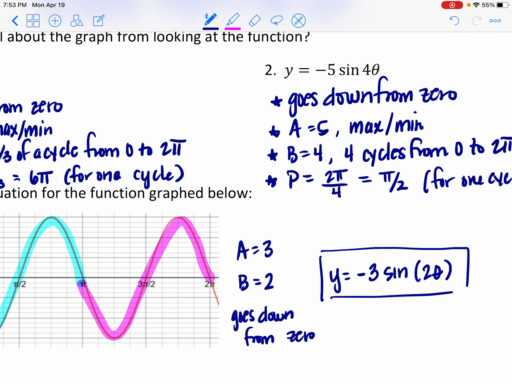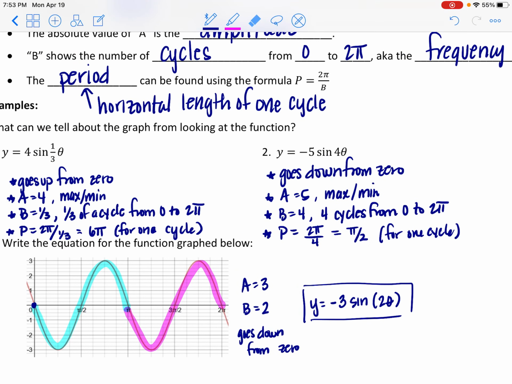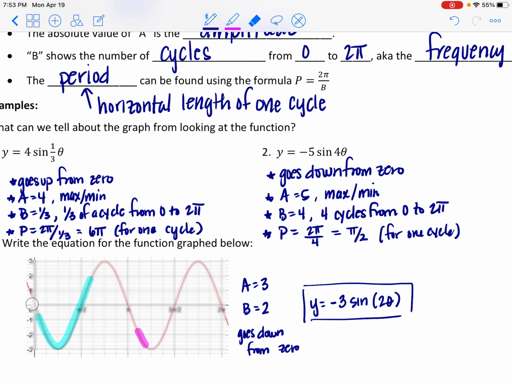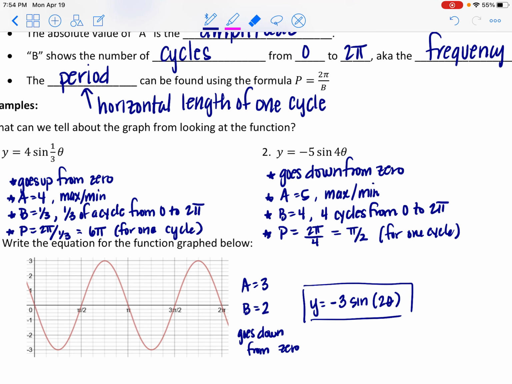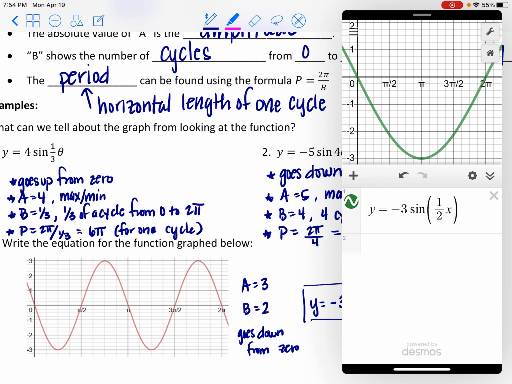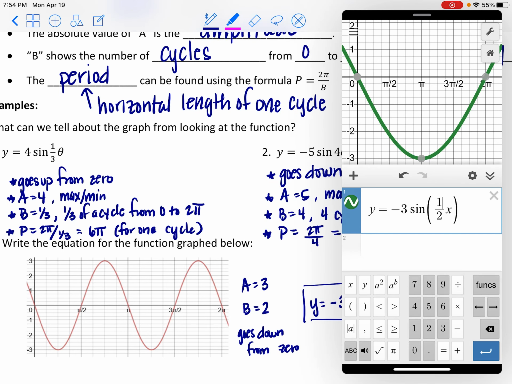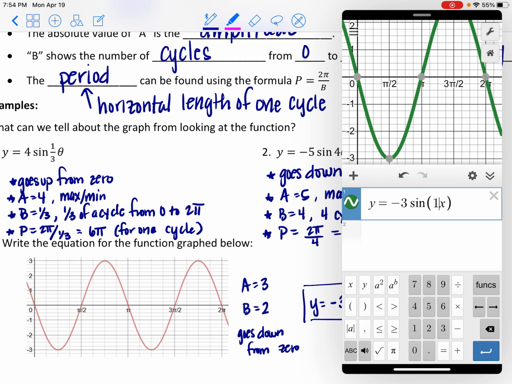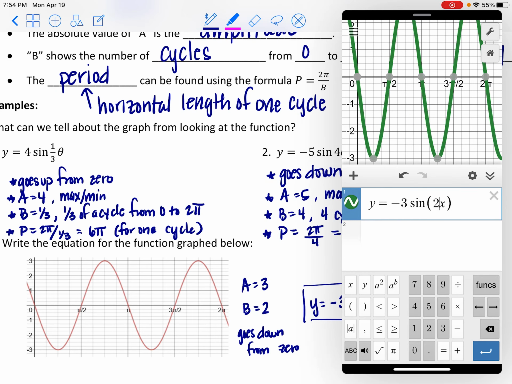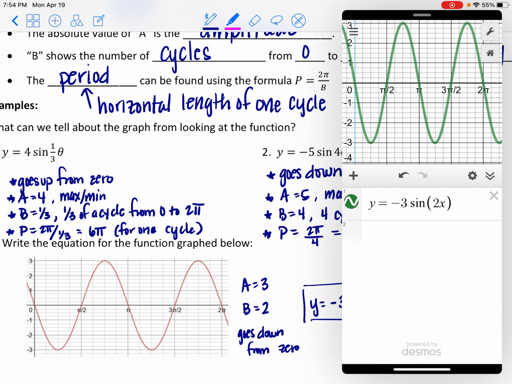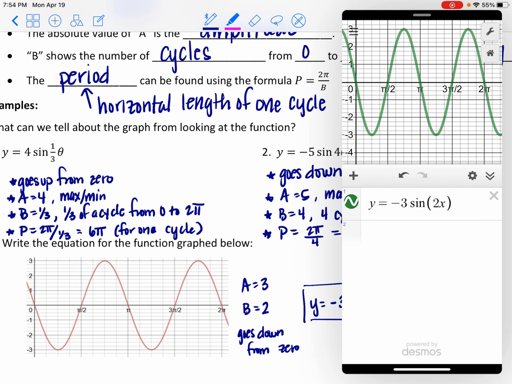And if we weren't sure if we wrote the right function, then let's just go ahead and confirm with Desmos. So let's type in, we put negative 3, and then let's change this to a 2. And is that the picture that we see on the paper? Looks right to me. So there it is.